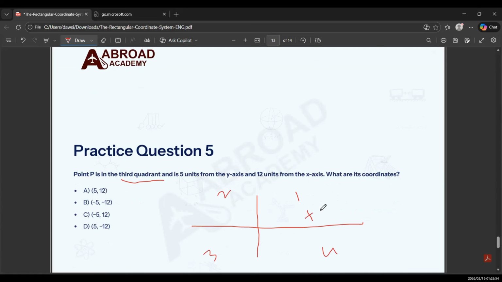As we know, in the first quadrant all values are positive, in the second it is negative and positive, in the third all values are negative, and in the fourth it is positive and negative. So they say it is the third quadrant, 5 from the y-axis, that means it will be negative, and 12 units from the x-axis. Here also it will be minus 12, that means the answer is (-5, -12).